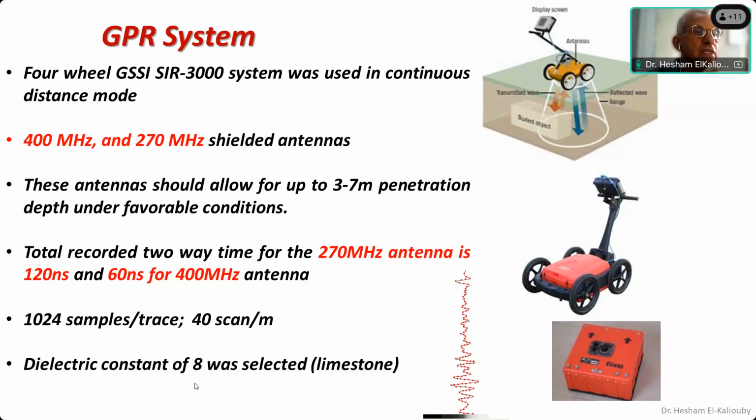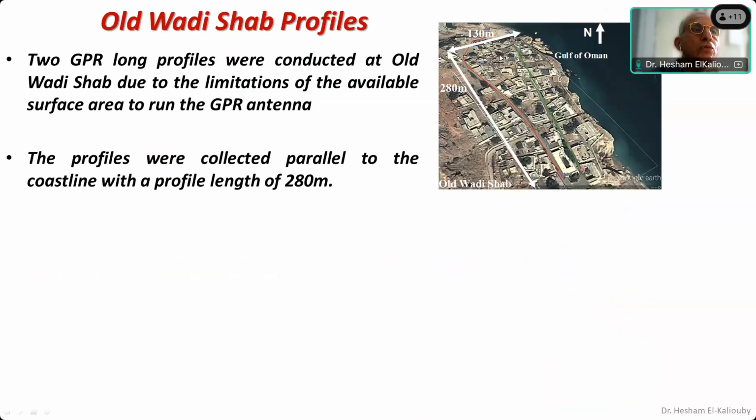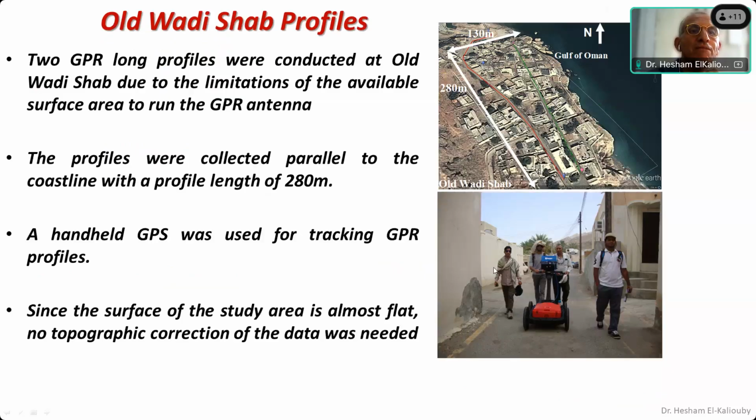The dielectric constant for limestone is 8, so I used this value for calculating the velocity. This is what we call the old Wadi Shab area. We have a residential area. We have only 2 roads, with buildings just next to you. These are my students when we conducted this survey. So we have 2 profiles within this area.